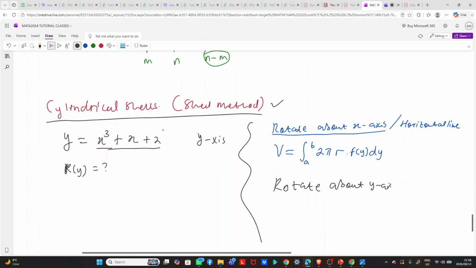If you are going to rotate about the y-axis, or a vertical line, your integral now is going to be in terms of variable x. So you'll have the integral from a to b of 2 pi r times f of x dx.